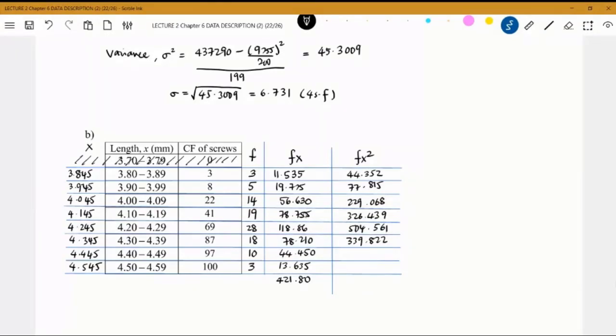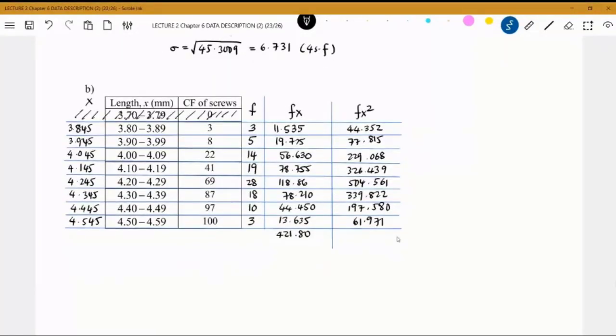Okay, so here will be 197.580 and then 61.971. So summation fx square, how much do we get? 1781.608. Okay.